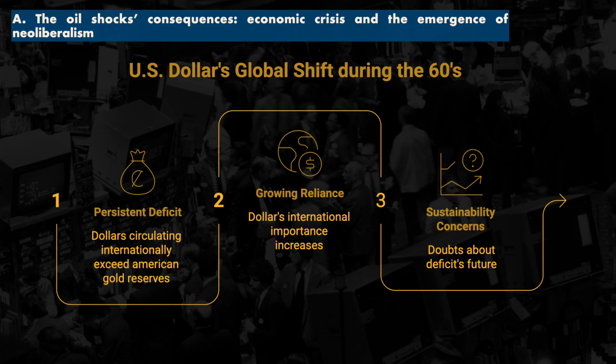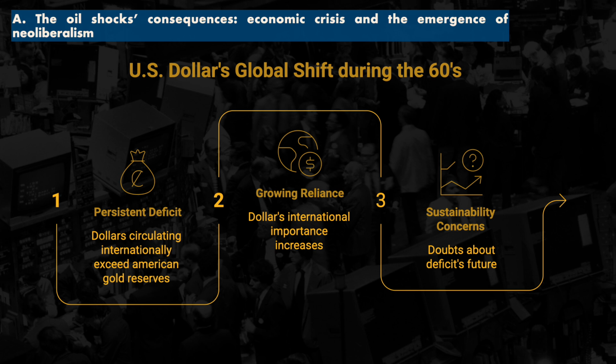To understand these changes, it is important to recall the context that preceded them. After World War II, the U.S. set up a new global economic system called the Bretton Woods Agreement in 1944. This system made the U.S. dollar the world's main currency, backed by gold. $35 equals 30 grams of gold.